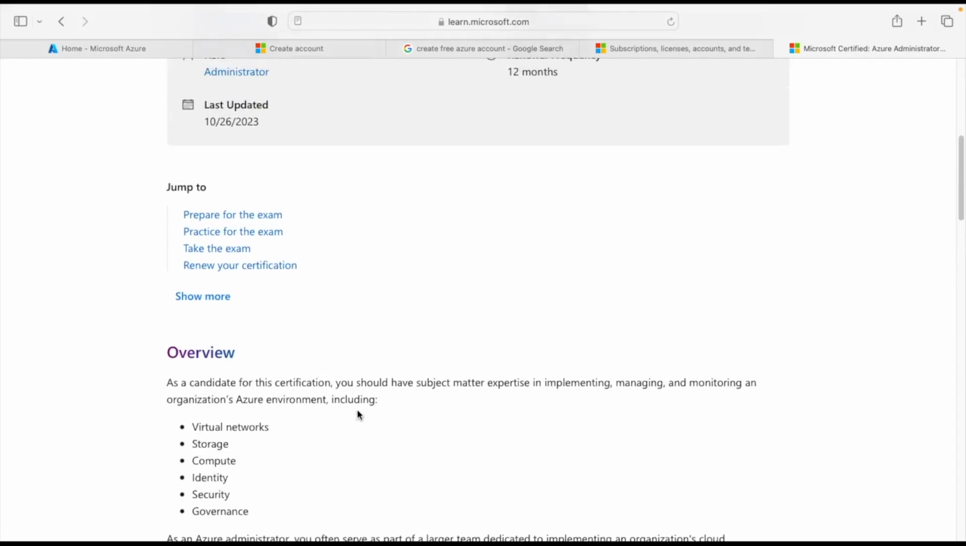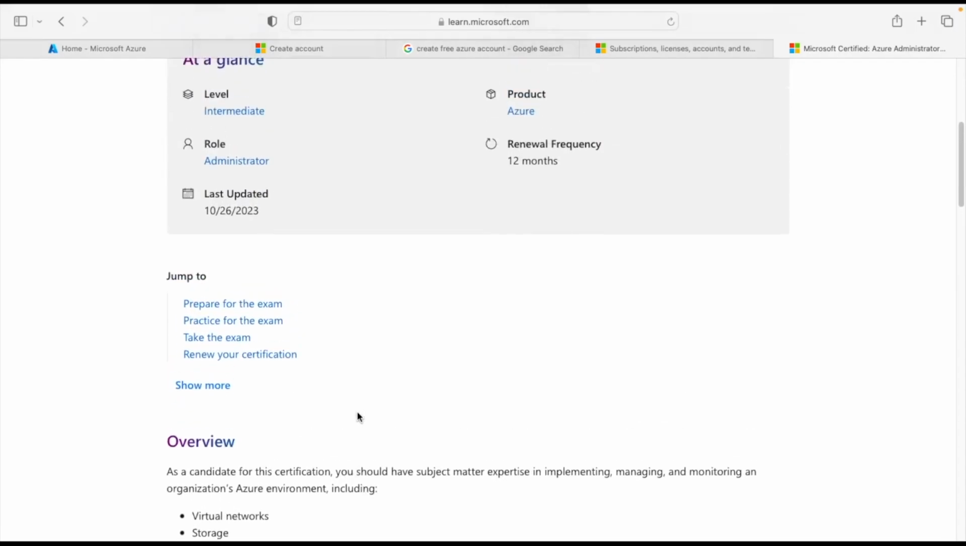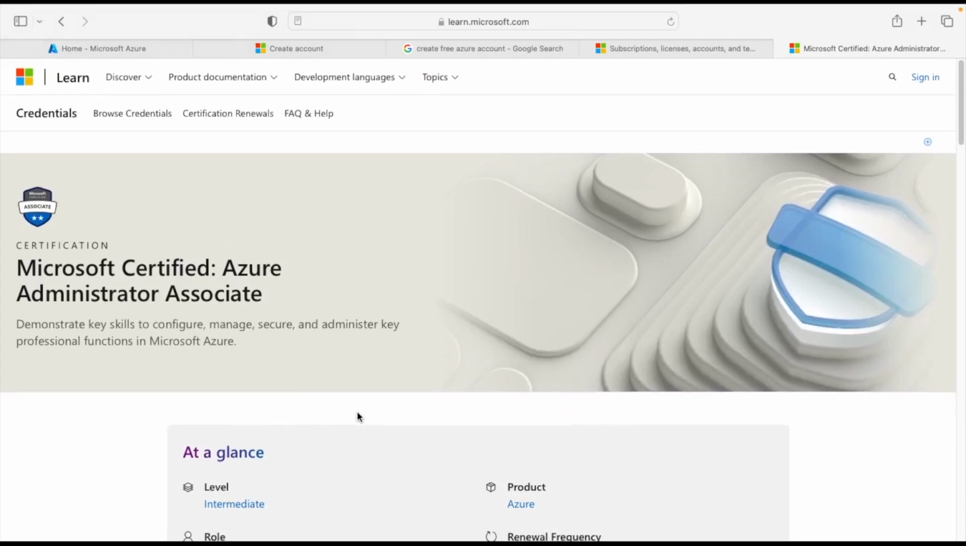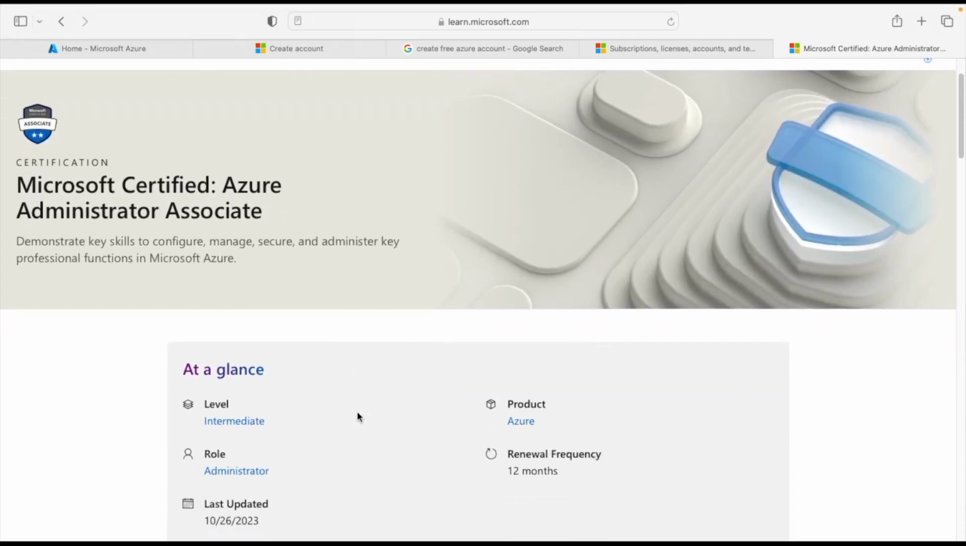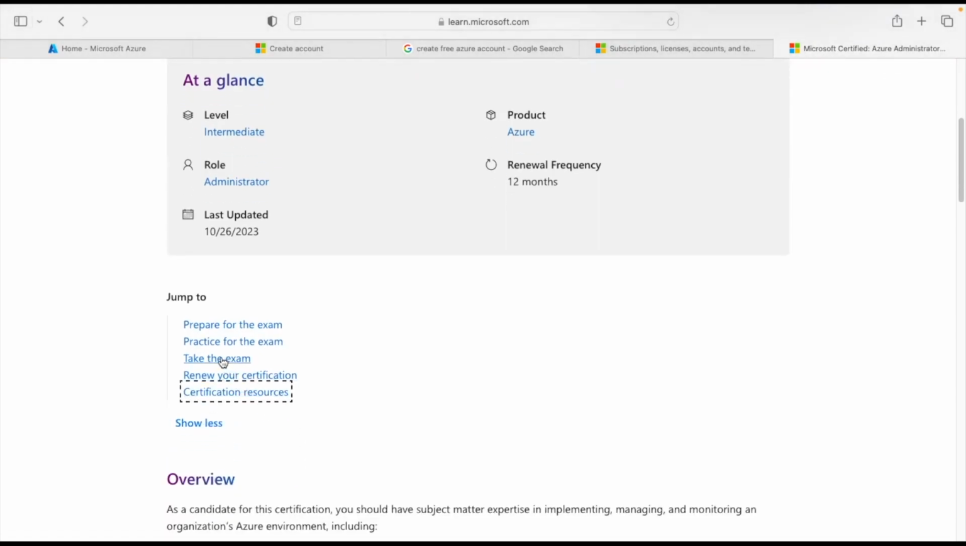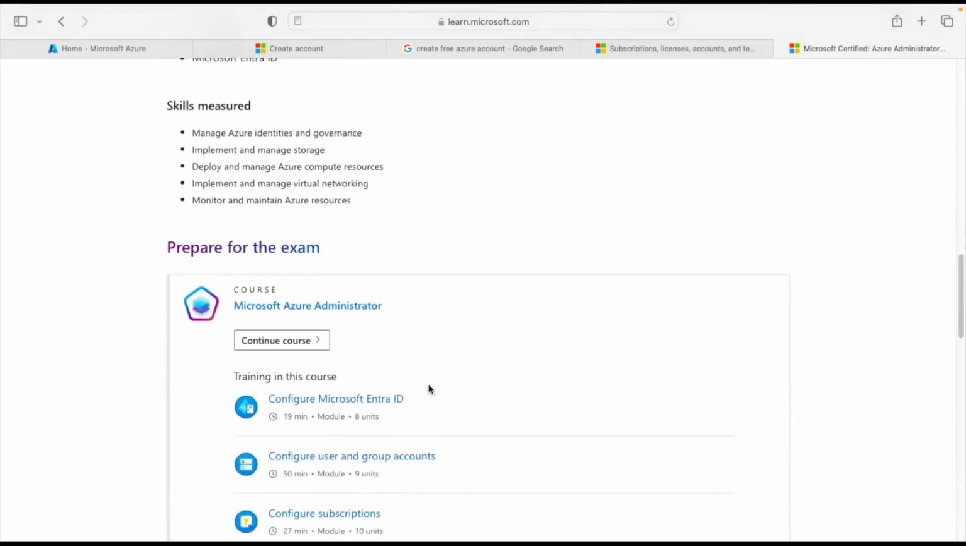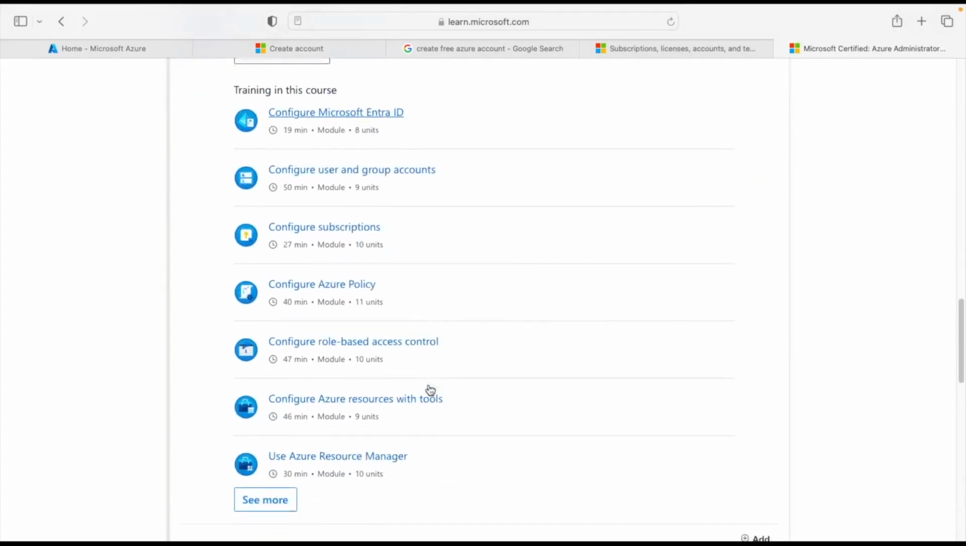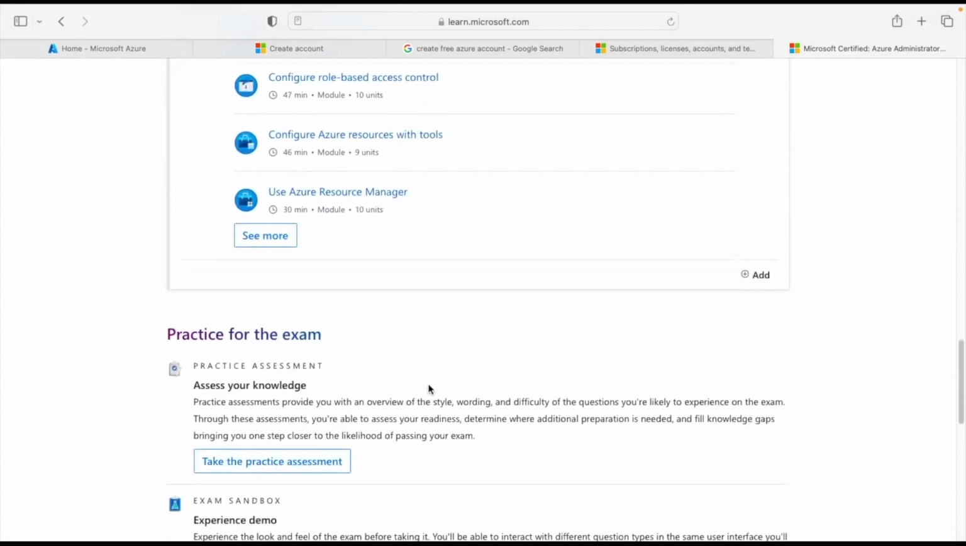If you want to understand the pattern in which the questions will be asked, we'll be going through the most frequently asked questions towards the end. We will also see how we can take the examination, how we can practice for the examination, and how you can prepare for the examination. There is a study guide related to AZ-104, and we are going to see that going ahead.